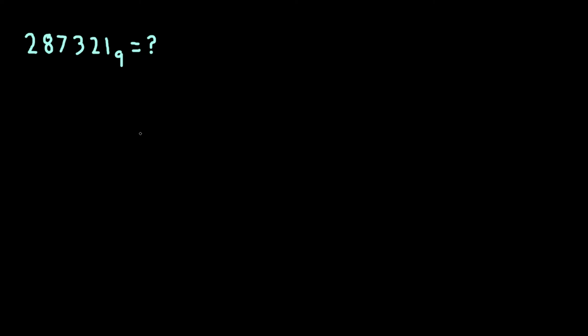So in the last video, I talked about how a base tells you how many different digits there are in that base. So in base 10, there are 10 different digits, 0 to 9. In base 2, or binary, there are 2 different digits, 0 and 1. And it always starts from 0. It doesn't have to, but it just does.